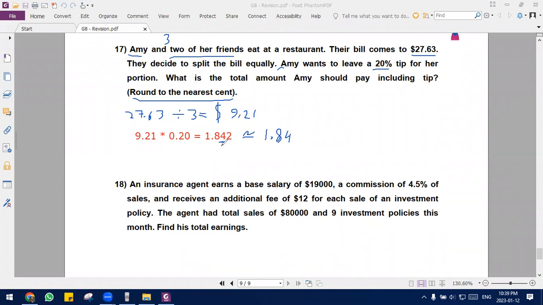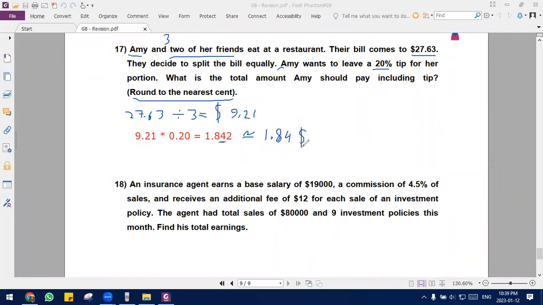You look behind it. What do we have? We have 2. Is it round up or down? It's round down. Why? 5 or more, it's round up. Less than 5 is round down. So here 2 is less than 5, so round down. So it's 1.84. $1.84.